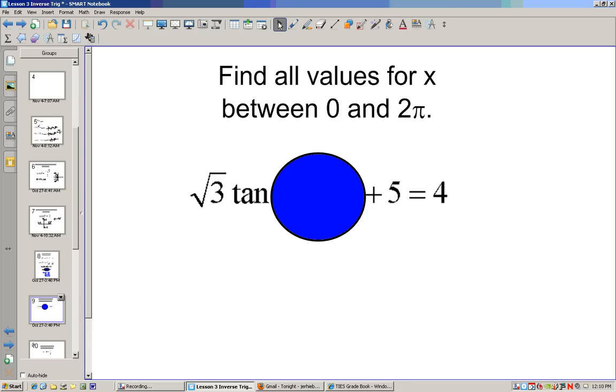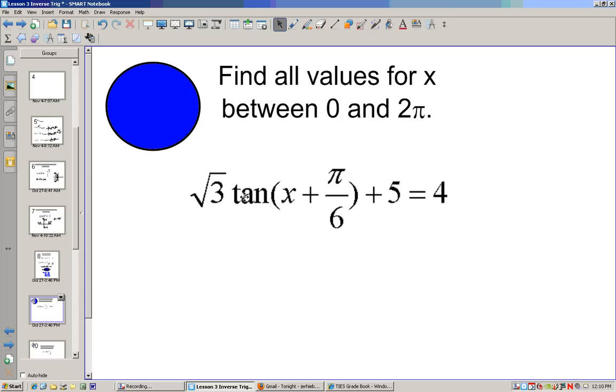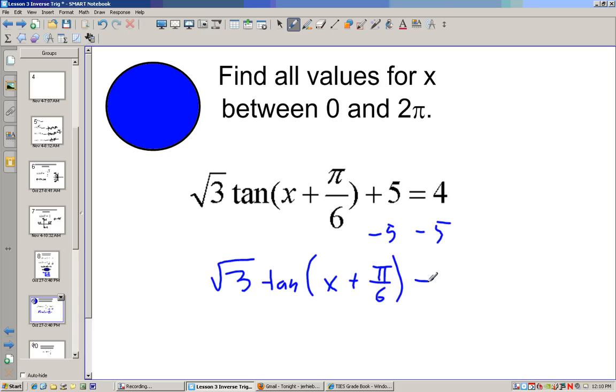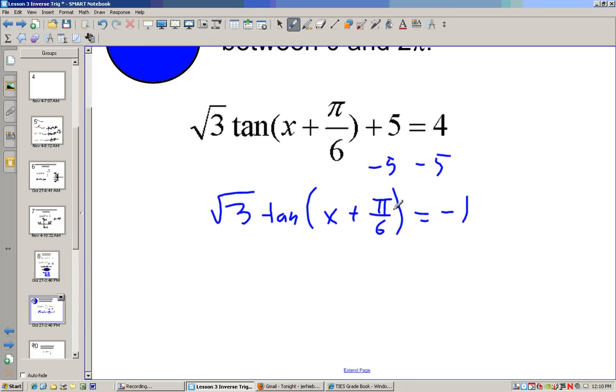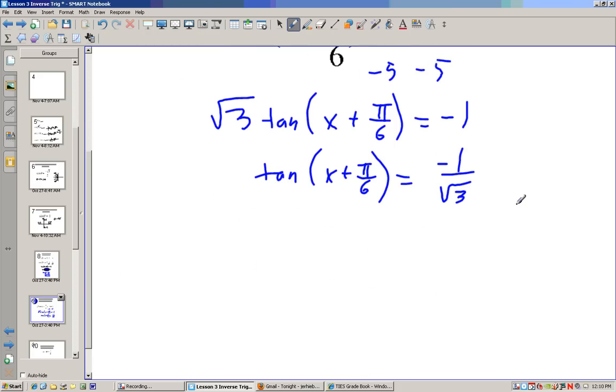Now let's try this. This says square root of 3 tangent of x plus pi over 6 plus 5 is equal to 4. I'll subtract 5 on both sides. So I have root 3 tangent of x plus pi over 6 is equal to negative 1. Next thing we do is we divide by square root of 3. So tangent of x plus pi over 6 is equal to negative 1 over root 3. Now it doesn't matter if we rationalize that or not. Sometimes it's easier to just leave it in this form until we're done with the problem.